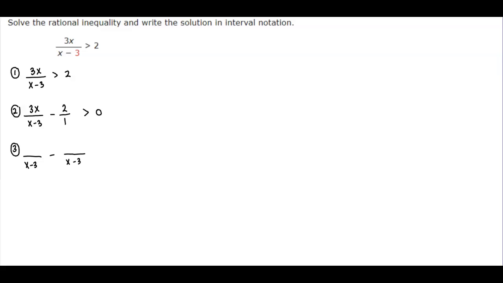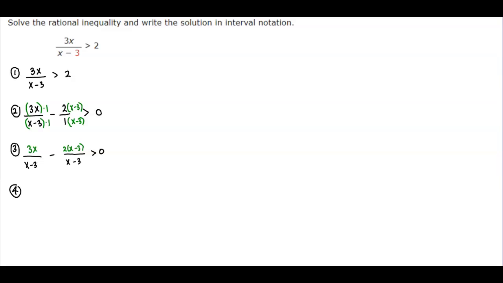So what do we need to multiply x minus 3 by to get x minus 3? Well, it's 1. What do you have to multiply 3x by? Well, that's also 1. What do we need to multiply the denominator 1 by to get x minus 3? Well, that's x minus 3. And what do we need to multiply the numerator by? Which is also x minus 3. So we have 3x minus 2 times x minus 3. And then what do we know? We know that it's greater than 0.